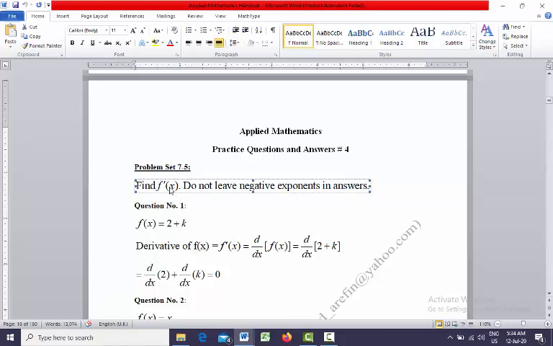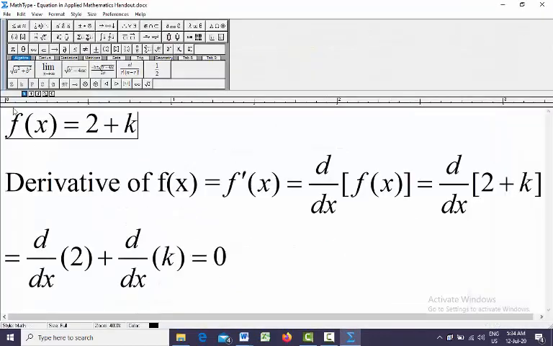Suppose we have a function here. This is the symbol of function. The name of the function is f, where x is the variable. Here the function is given as 2 plus k. The question is asking us to find the derivative of f(x).